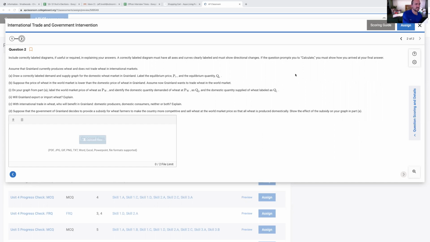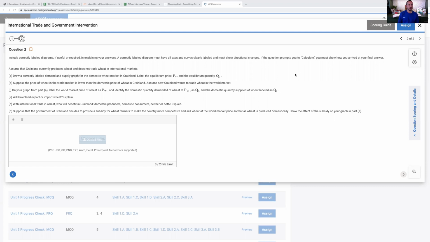So that's what it should look like, all right? Next question says, is Grainland going to import or export wheat? Your answer is they're going to import wheat. And the explanation should just be that the quantity demanded exceeds the quantity supplied. So citizens of Grainland want Q3, but the domestic producers are only willing to sell Q1. And so the people of Grainland are going to import Q3 minus Q1, all right? And again, the explanation is quantity demanded exceeds quantity supplied.